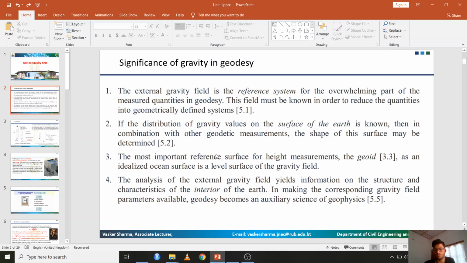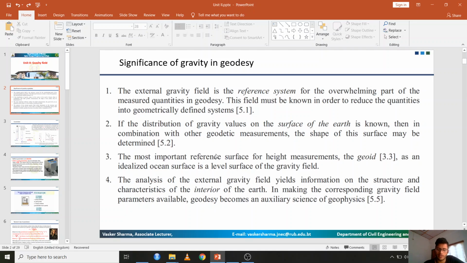So we get it by measuring the gravity on the different places of the earth. So this is how geodesists use gravity, and how it is used in the measurements of quantities like the coordinate systems and height. So this is the brief thing. So let's see how we actually measure gravity.